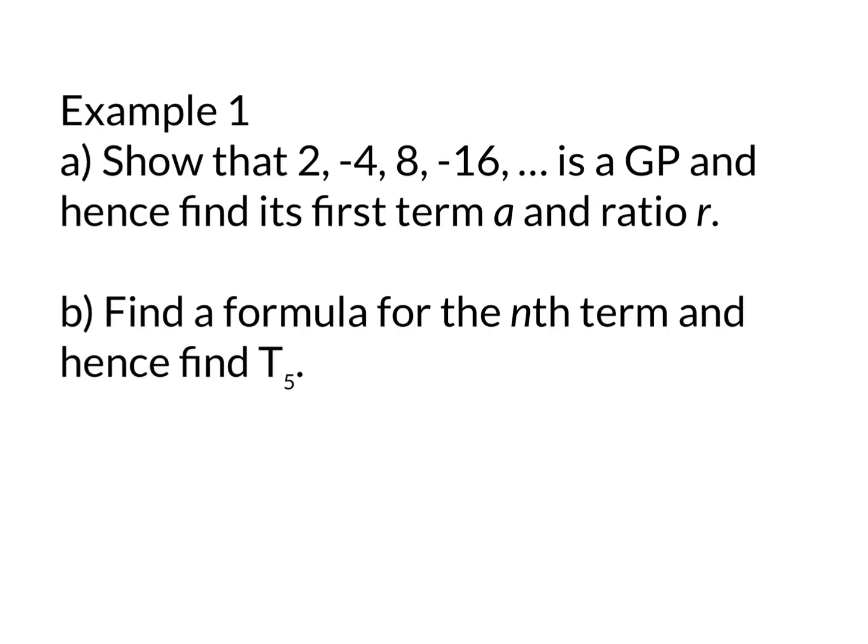So first example, we're going to show that 2, minus 4, 8, minus 16, etc. is a geometric progression, and from that we'll find its first term a and its ratio. And then second part, we're going to find a formula for the nth term and hence find the fifth term.